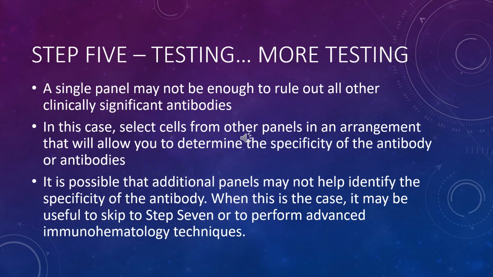Sometimes, no matter how much we try, there's just not a clear specificity, or maybe too much of the panel might be reactive. In these instances, it might be worthwhile to skip ahead and start phenotyping our patient to see what antibodies they could make. Because remember, a patient can only make an antibody against an antigen that they lack. So we can potentially rule out antibodies by phenotyping the patient, performing antigen typing for all clinically significant antigens corresponding to all clinically significant antibodies. And any of them that come up positive, we can effectively rule those out as well.